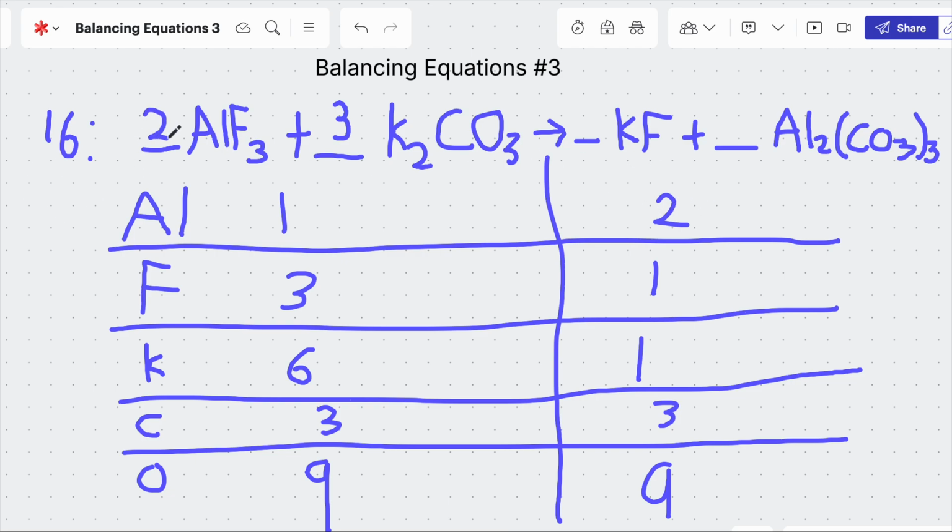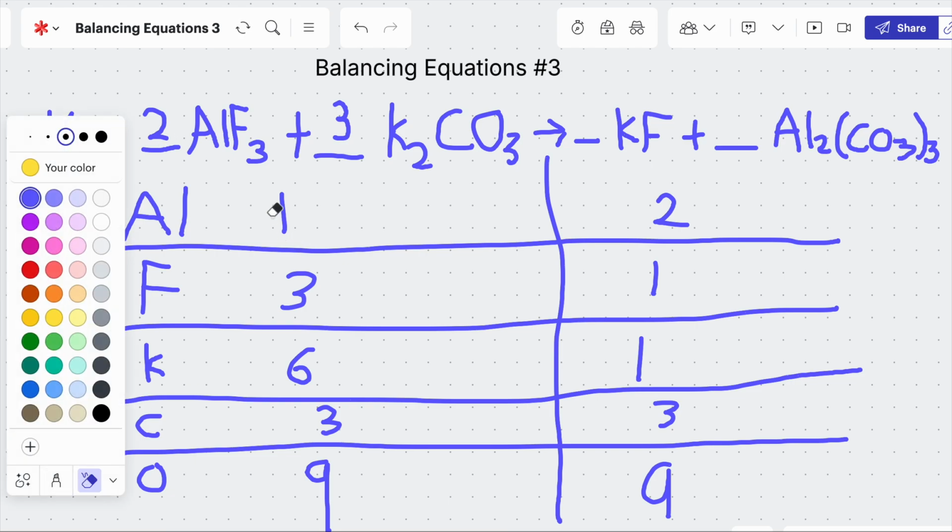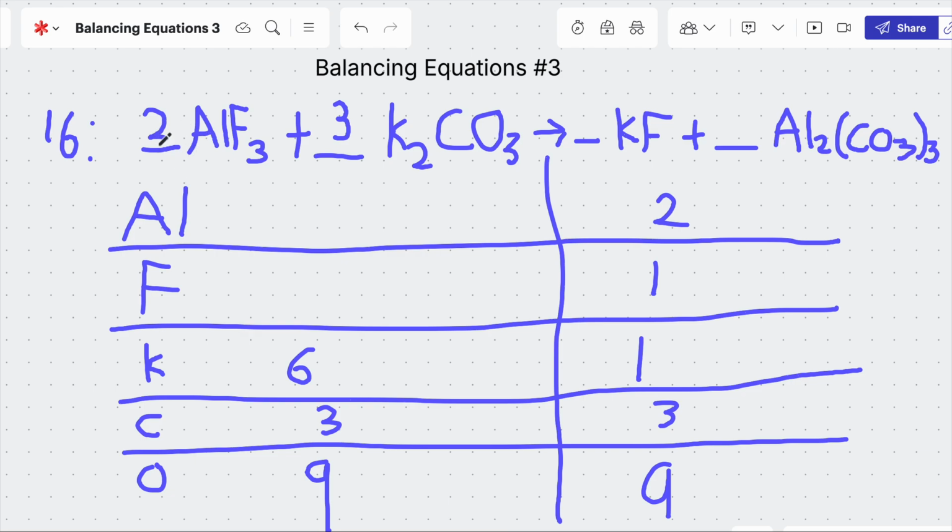In this case, that will be 2. And that is going to change our ALs and our Fs. So 2 times 1 gets us to 2. 2 times 3 gets us to 6. I was going to say 2 times 6, but that is not what we're doing here. Okay, now our ALs are good, our Cs are good, and our Os are good.